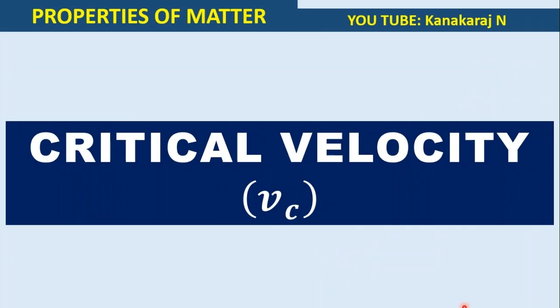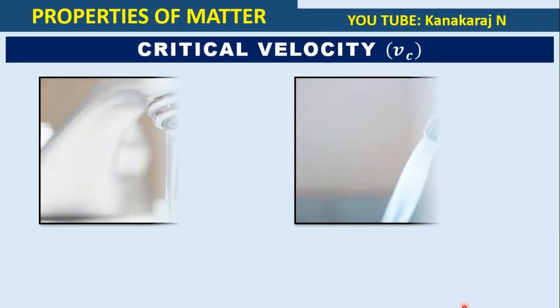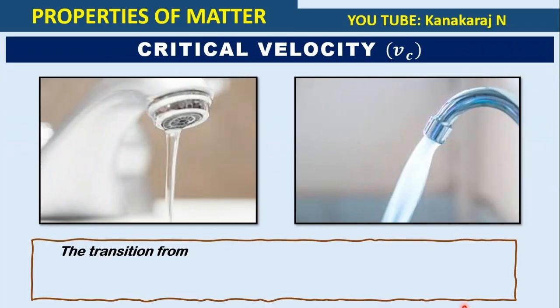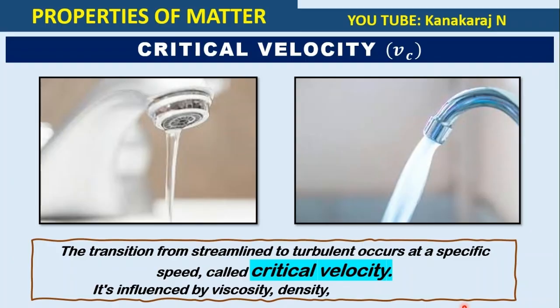Critical velocity Vc. The transition from streamlined to turbulent occurs at a specific speed called critical velocity. It's influenced by viscosity, density, and pipe diameter.